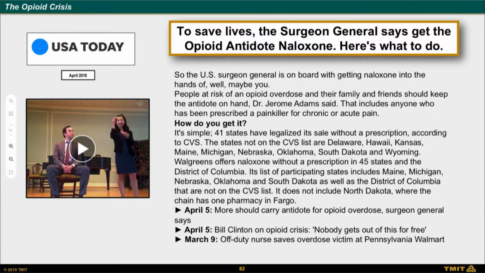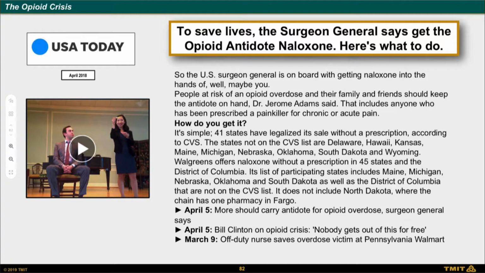The next slide shows a report from USA Today. The Surgeon General says to save lives, we need to have the opioid antidote naloxone. It describes what needs to be done. People at risk should keep the antidote on hand. As I said, 41 states have legalized it. There's still several states that have not done this, but on April the 5th, he recommended that more people should carry the antidote for opioid overdose.